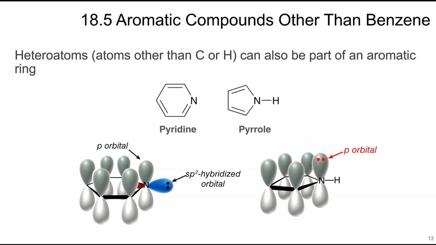Heteroatoms, or atoms other than C or H, can also be part of the aromatic ring. We can see pyridine here. This is just an N, and then we can see the p orbitals that are overlapping here. This is an sp2 hybridized orbital. The lone pair is sitting perpendicular to the rest of the pi orbital. So this one is aromatic. In pyrrole, there's a lone pair here. Sometimes the lone pair is necessary on an atom in order for it to be aromatic.